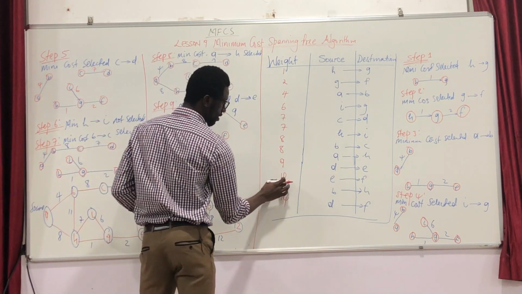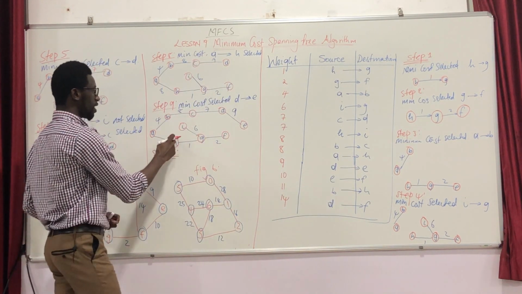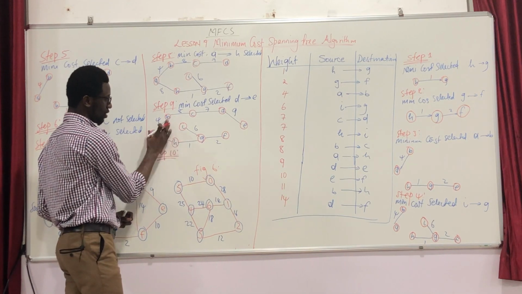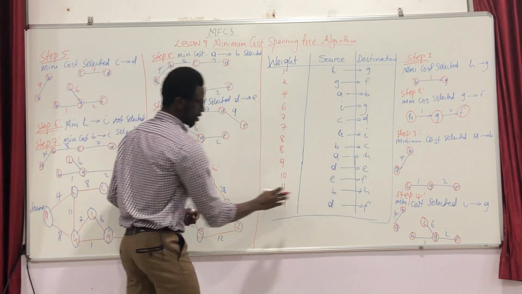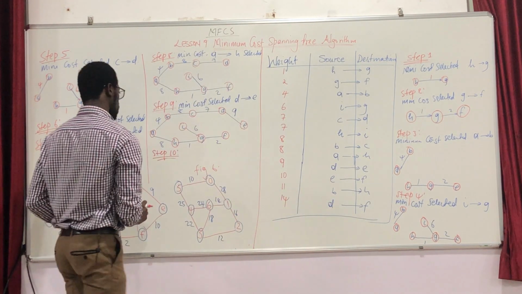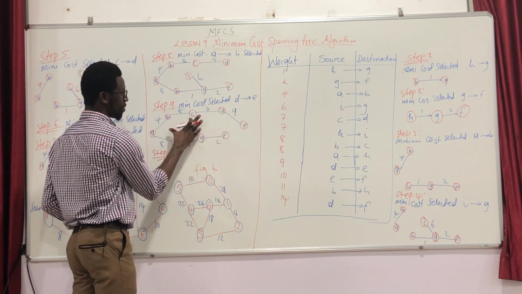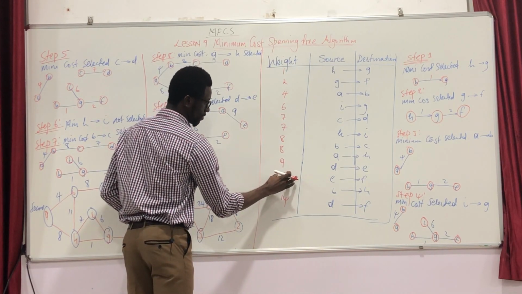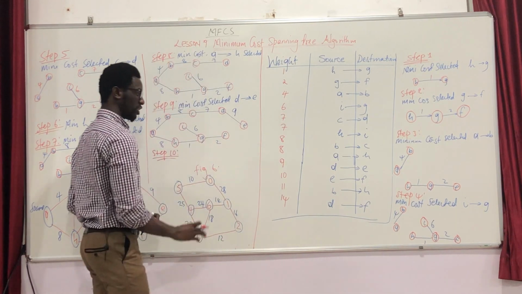Then we'll check again, B to H. B to H again will form a loop here. If we select B to H, it will form a loop. So we reject B to H. Then D to F will come again. D to F again will form a loop. So we ignore from here, from 10 here, weight 10, to this last one we reject.